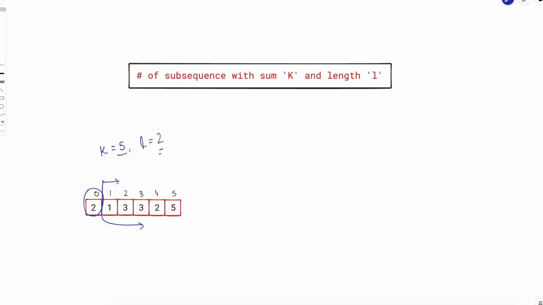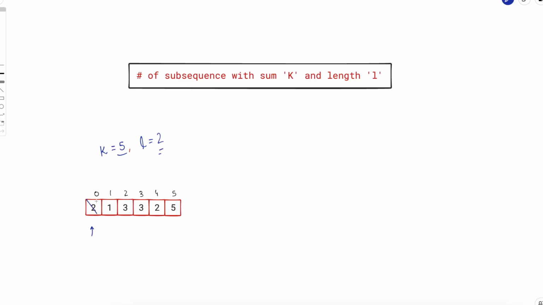So hope you have tried it. So notice what you want is the number of subsequences with sum 5, length 2. So again, let's focus on the 0th element. Either you will take it or you will not take it. Only two choices.